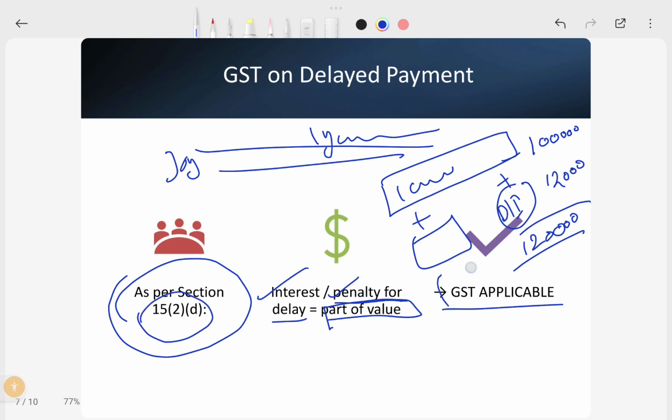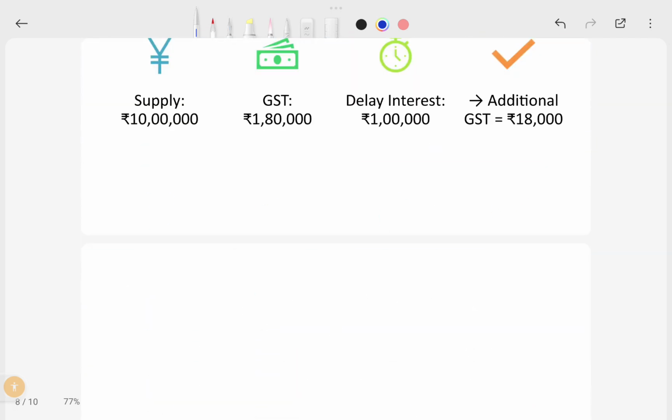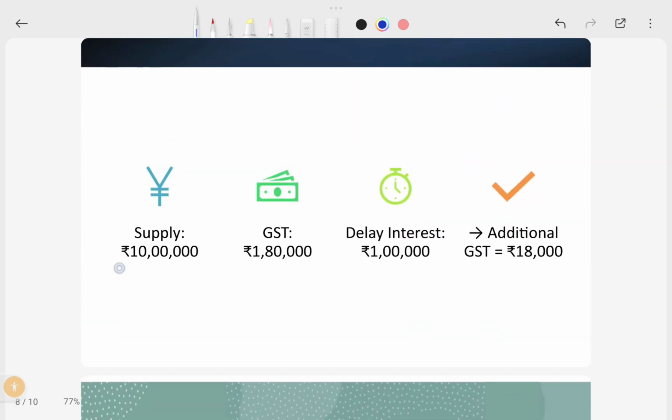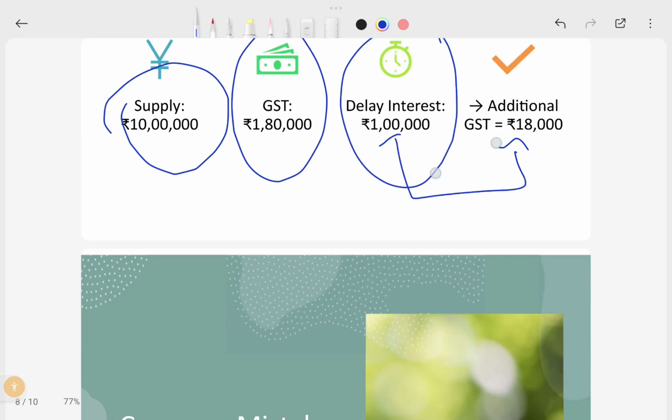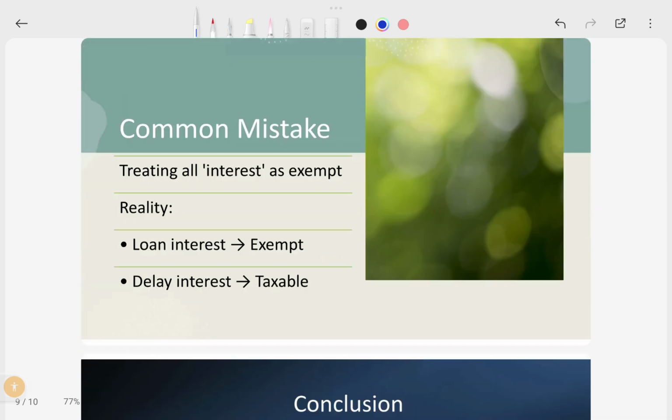So in this case, GST is applicable on this 12,000, as it is not a loan. For example, if the supply is 10 lakhs, the GST is 1,80,000. If the delayed payment interest is 1 lakh, the additional GST on this 1 lakh has to be paid, because it has been added to the supply. Common mistakes: generally, where do the mistakes happen?